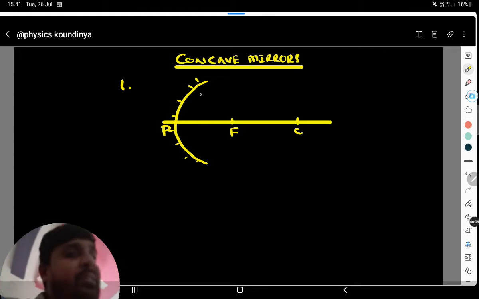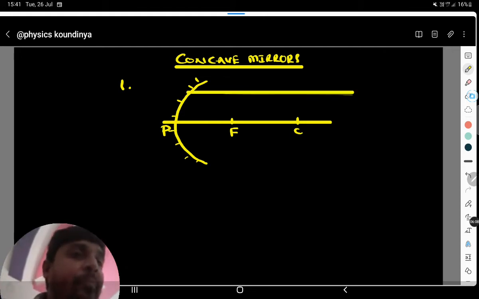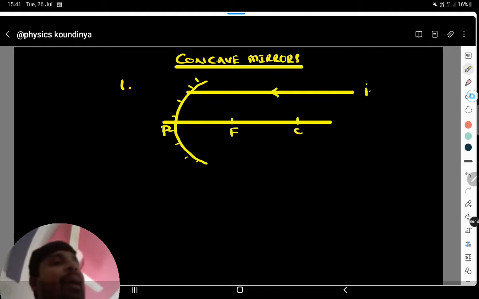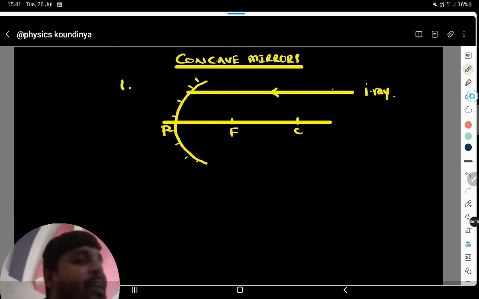See, this is the incident ray. Now, can you please tell me? The incident ray is just parallel to the principal axis. This is the incident ray. The incident ray is drawn parallel to the principal axis.